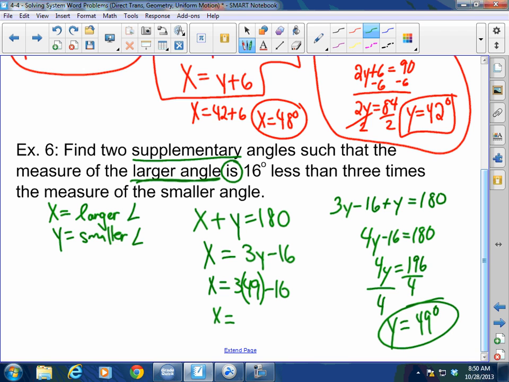Correct? Yeah, 131 degrees. So my larger angle was 131 degrees. My smaller angle was 49 degrees. When you add up 131 plus 49, you will get 180 degrees. It all works.